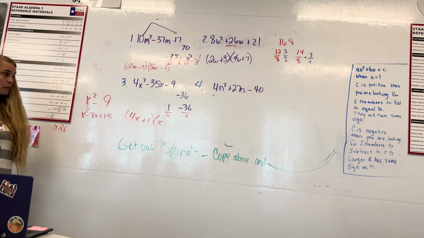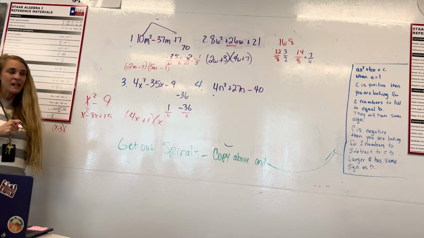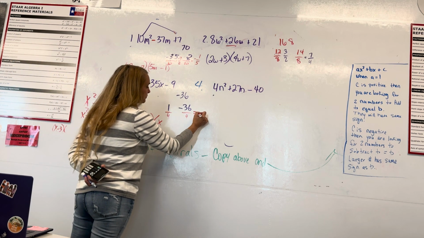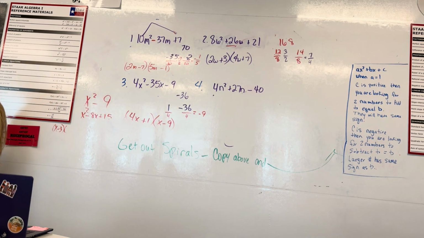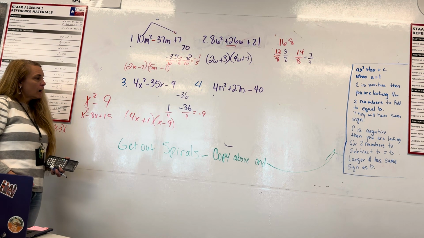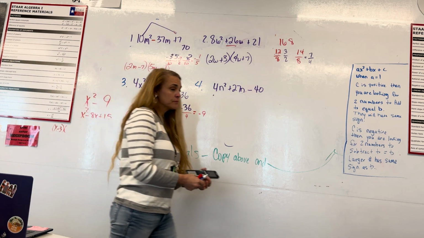What is 36 divided by 4? Negative 8. Close. 9. Negative 9. Hooray. Okay? Let me give you a minute to do number 4, and then we're done. This is very simple. I like it. I think it's fun.